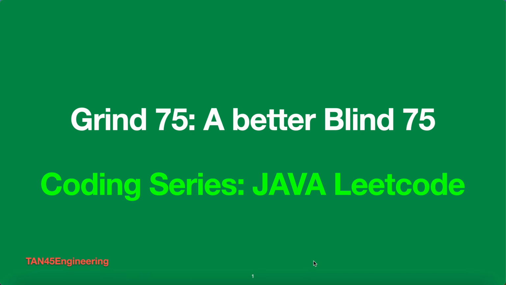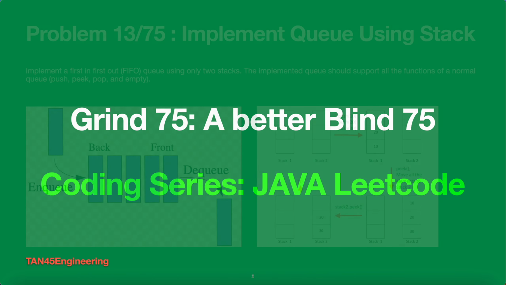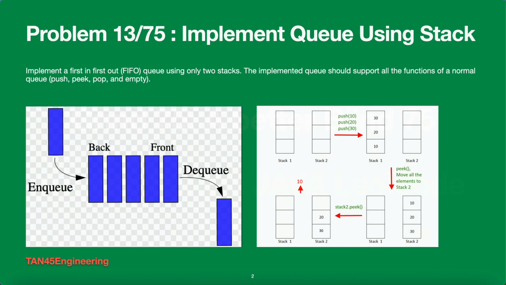We are here with yet another video in our Grind 75, a better Blind 75 coding series. Today's problem is implement queue using stack. We have to implement a first in first out queue using only two stacks. Let's jump into the problem and we'll come back to these screens while explaining.